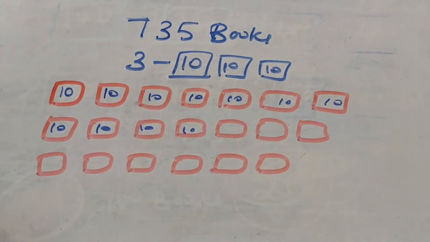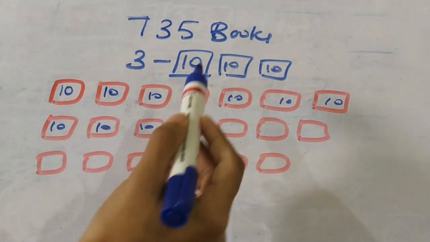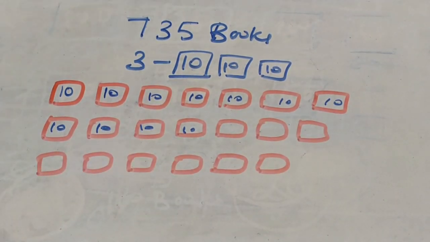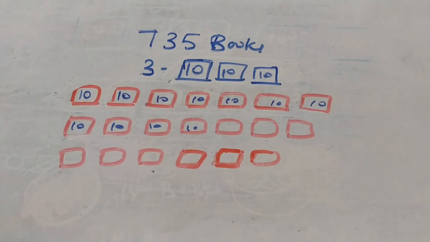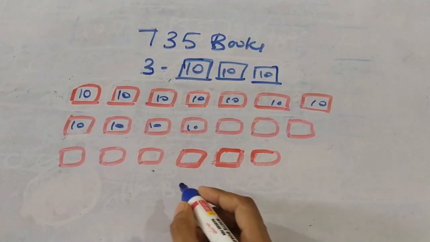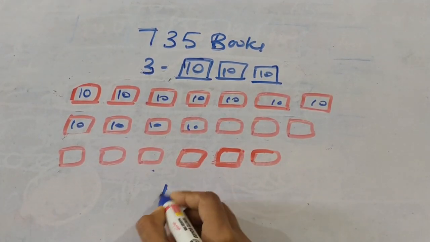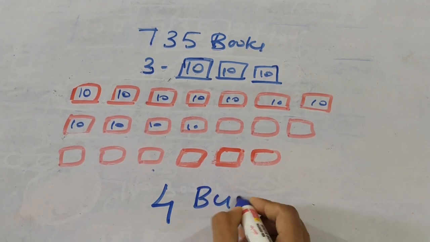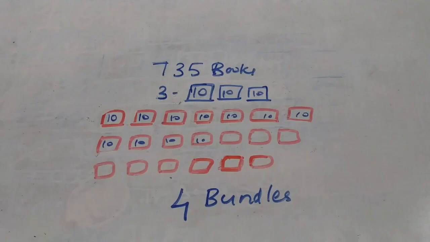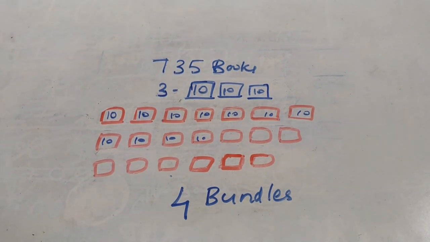Okay, now I am going to divide these 3 plus 20, 23 bundles of books to 5 classes. Okay, then how many would each get? How many bundles will each class get? Each class will get 4 bundles. Now how many bundles are left? So I gave 20 bundles to 5 classes. Okay, and each class got 4 bundles.